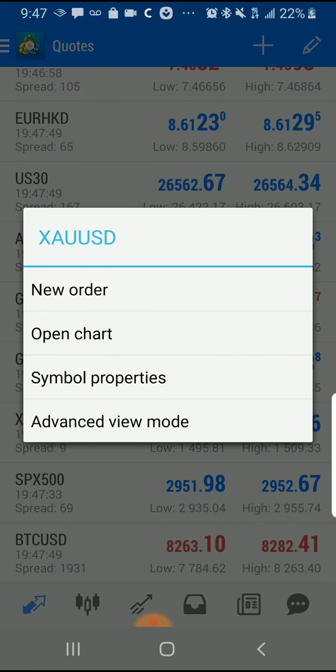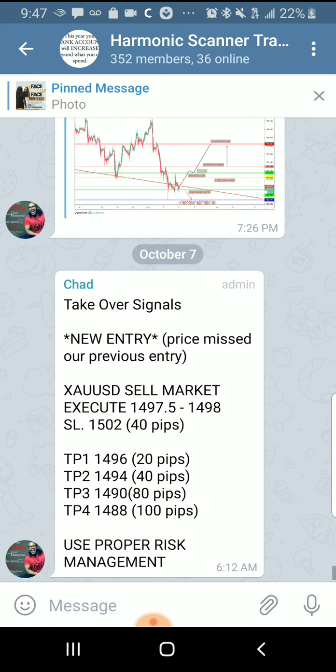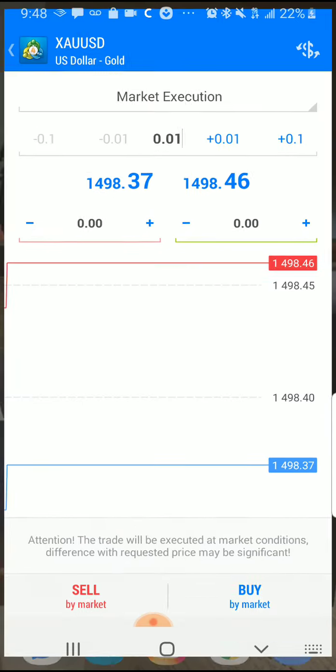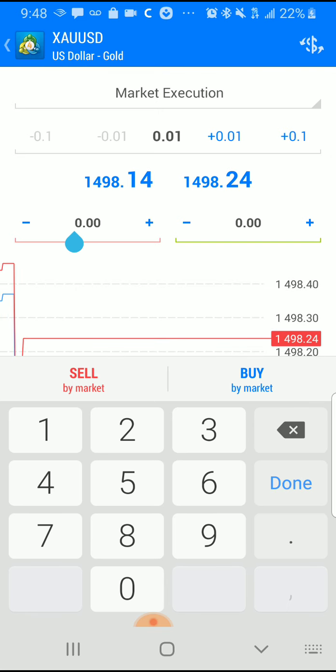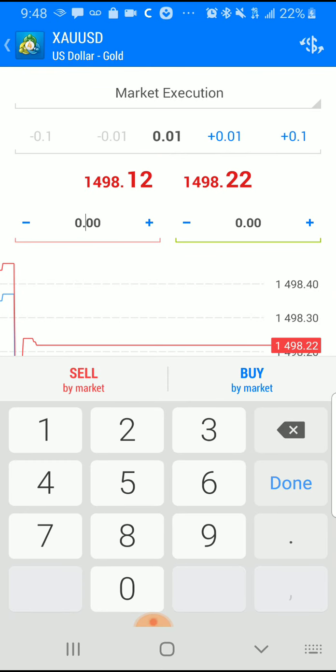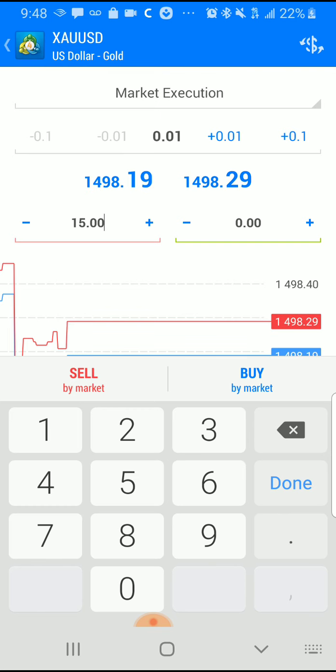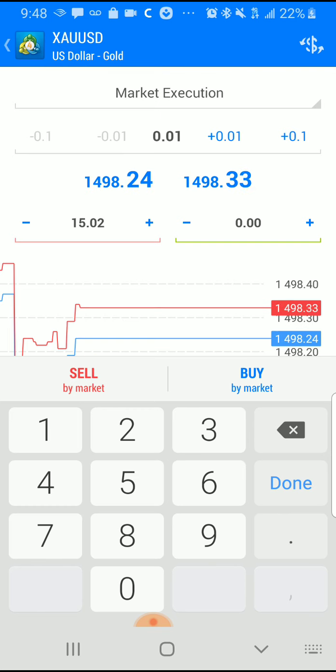So here goes that pair we were looking for. I hold down, and the only two buttons that I'll ever focus on are the new order and open chart. I'm going to go to the new order. I'm going to go back to the signal, and it says market execution sell. So see where it says SL? Your SL is your stop loss. That's your safety net. So it says 1502. So we'll go here. Your stop loss is always going to be on the red side, okay? Remember that. If you have to write that down, write it down, okay? So that's the stop loss.